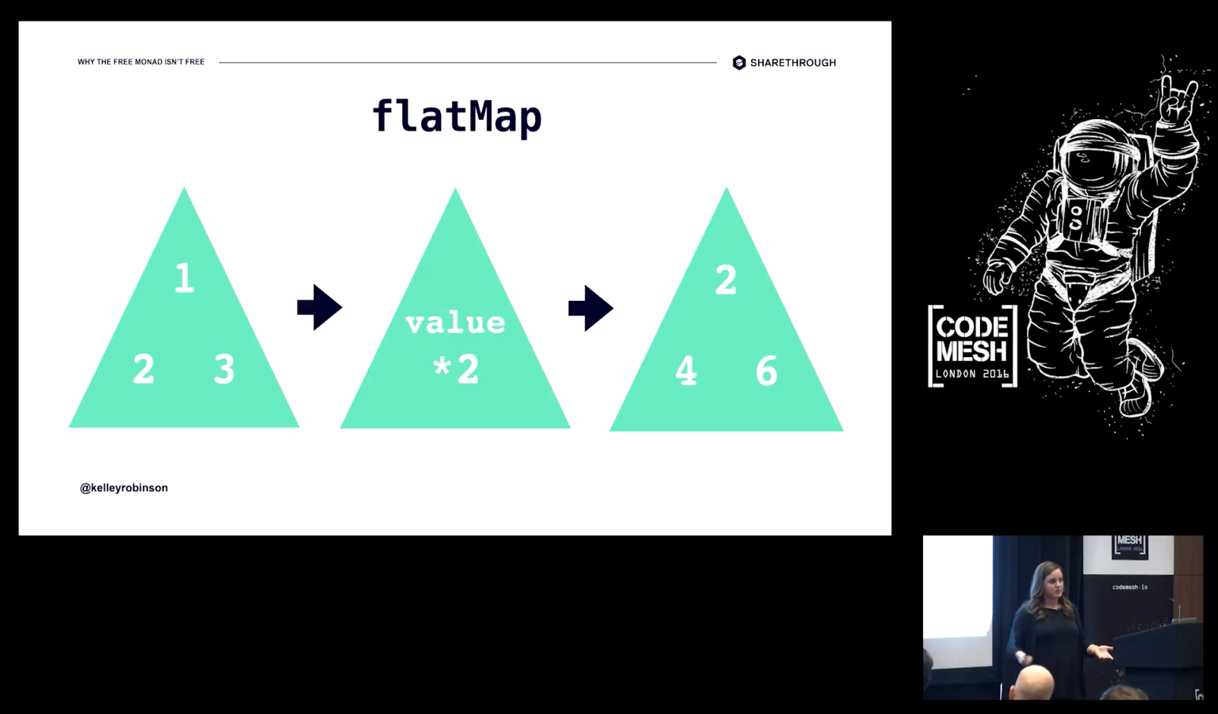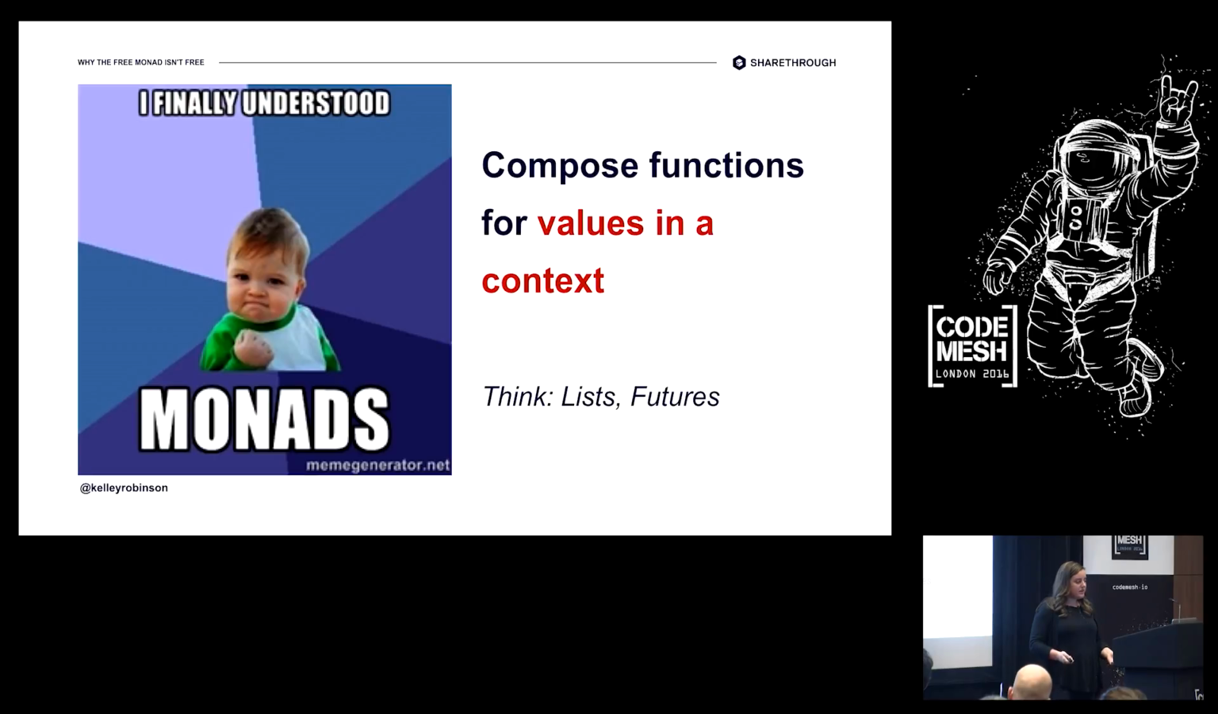This is a pretty arbitrary example, but monads are really useful because you can use them to compose values in a context. And in your programs, this is going to be things like lists and futures. At the end of your program execution, you want to be left with a future of a result, not a future of a future of a future of a future of a result. And that's why things like monads come up so often in programming languages.